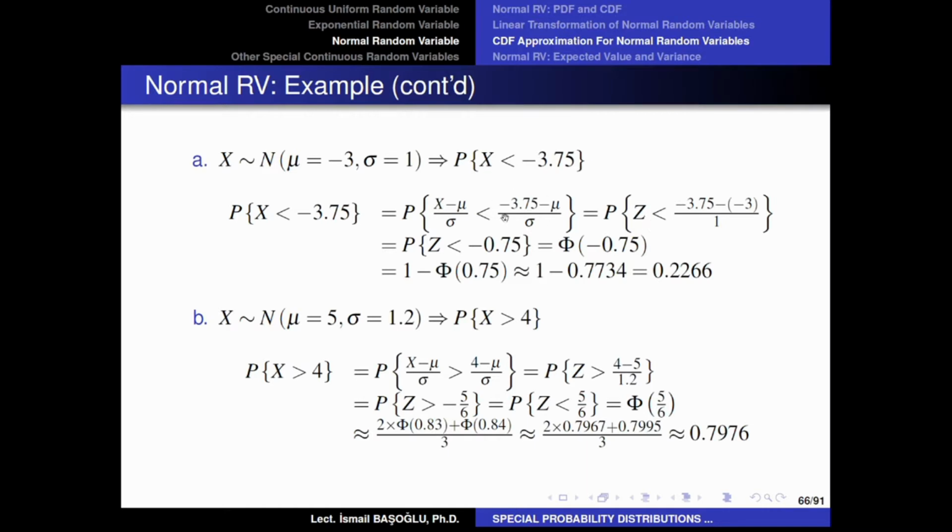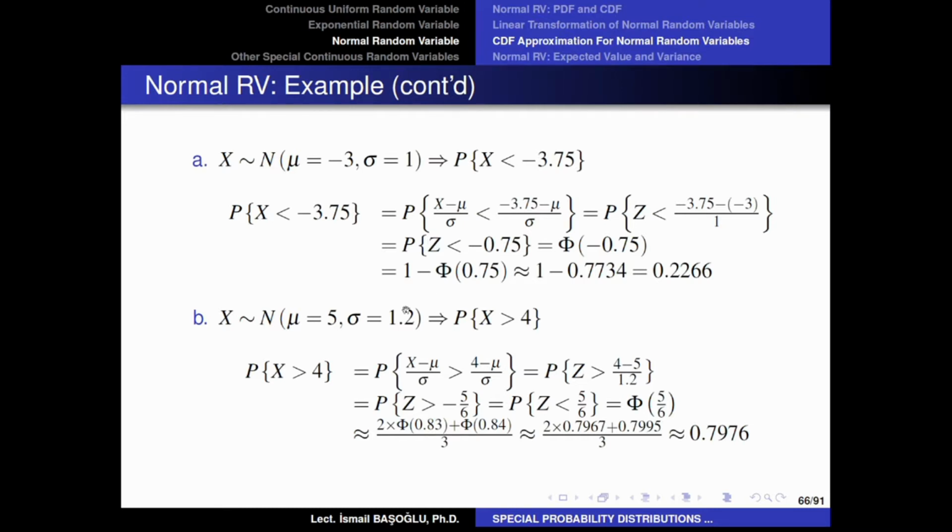Now the right-hand side will become what? -3.75 minus -3. We say we subtract the location parameter, but the location parameter is already negative. And we divide the difference by the scale parameter. And that inequality becomes: the standard normal random variable Z to be less than or equal to -0.75. So all we need to do is to identify that value from the table. That's it. The probability of Z being less than or equal to -0.75 is what?